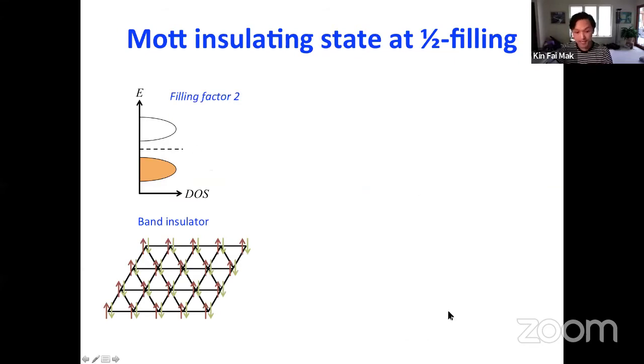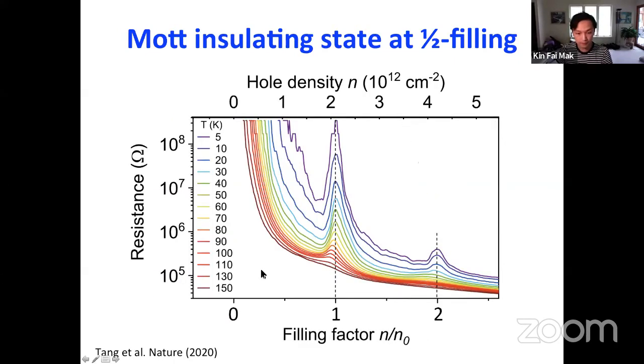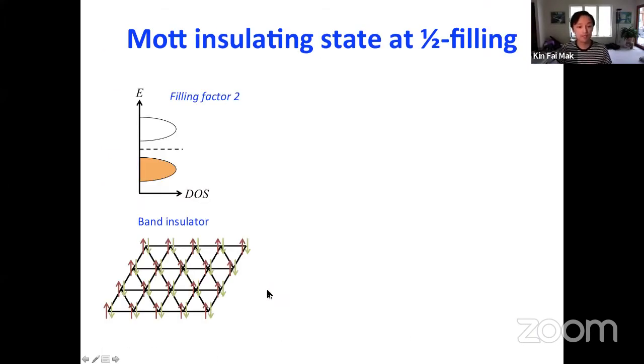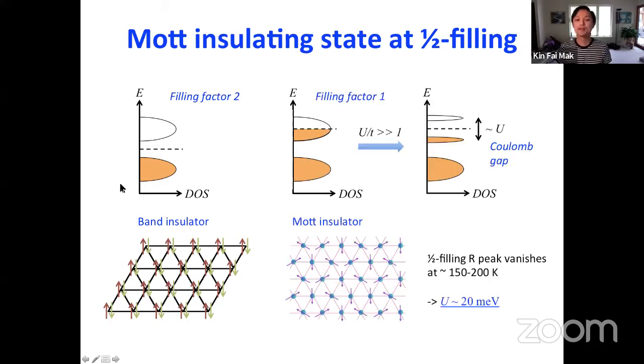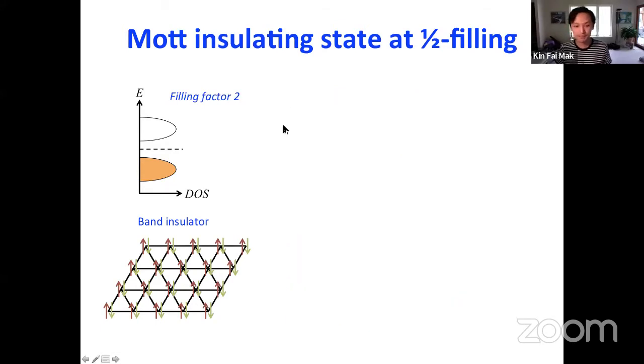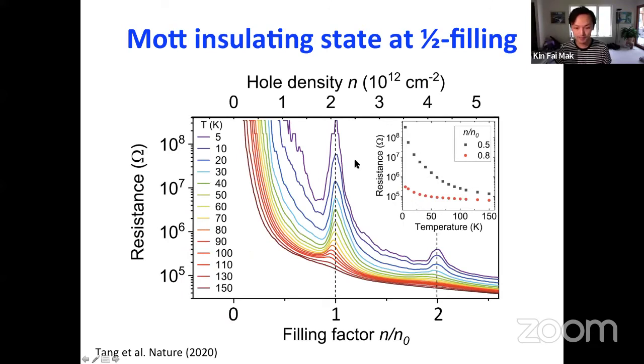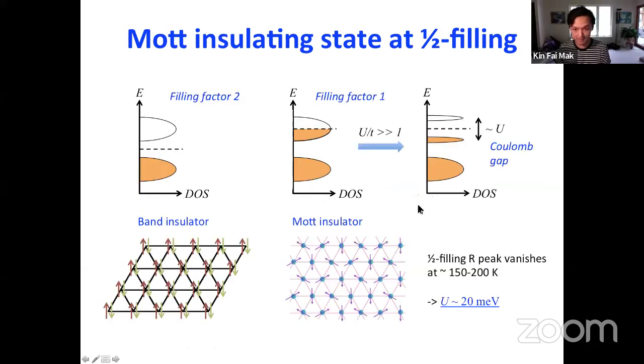So the resistance peak at filling factor equal to 2, meaning full filling of a Moiré band here, can be understood in a simple single-particle band insulator picture. That's because you just completely fill a Moiré band in the system, so there's an energy gap that prevents electrical conduction. On the other hand, at half filling, if you don't consider any interaction effect, you would predict that the system would be a Fermi liquid, a metallic-like state. There should not be a huge resistance peak like the one shown here in the experiment, right? At filling factor equal to 1, or half filling of the band.